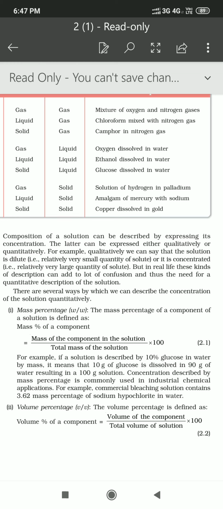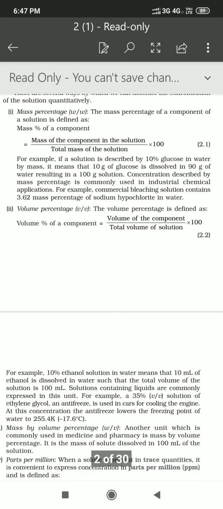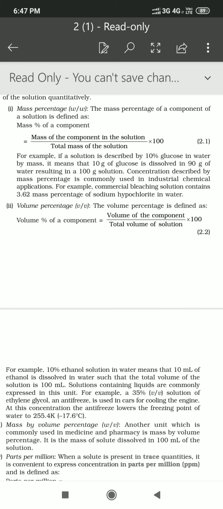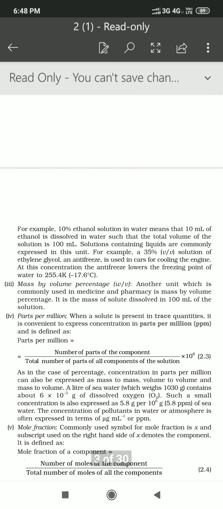Then we can have volume percentage. Like we had mass percentage, we can have volume percentage, in which we measure the volume of the component. So volume percentage of a component is the volume of that particular component divided by the volume of the solution, into 100. Suppose we have 10 milliliters of ethanol present in, suppose, 100 ml of the solution. Then what is the volume percentage? It is 10%. So this is how you can find it out.